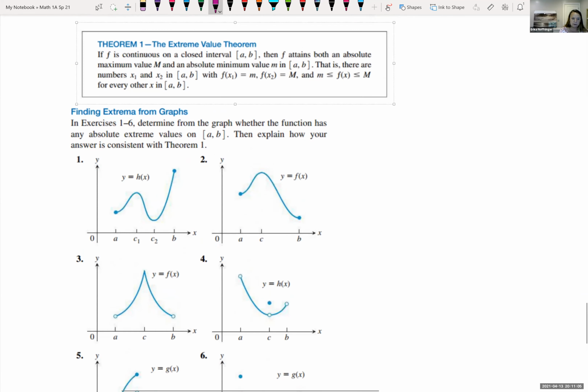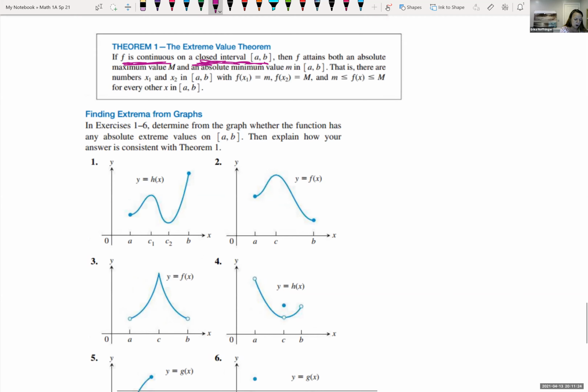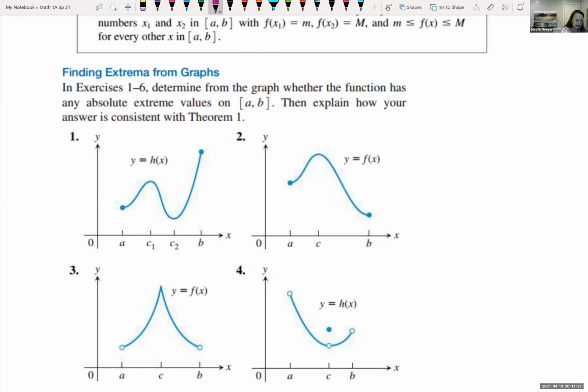So recall that theorem 1 basically said, first of all, we have to make sure that our function is continuous. If it's not continuous, then this extreme value theorem is not going to hold, or might not necessarily hold. And it has to be a closed interval [a, b]. So if we look at number 1, notice that this is a continuous function, and it's a closed interval because of those points. So determine whether the graph has an absolute extreme value. This would have an absolute max and an absolute min.